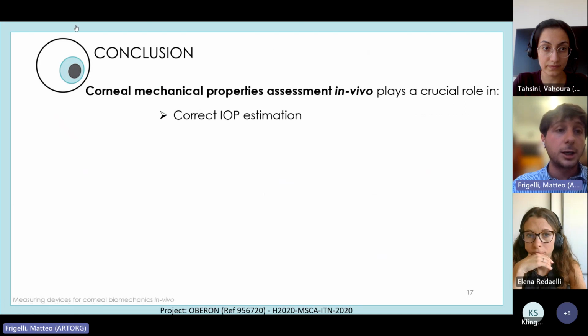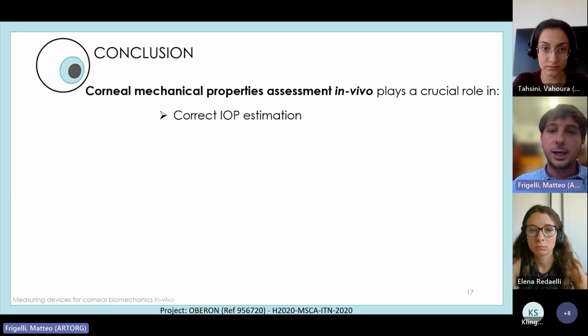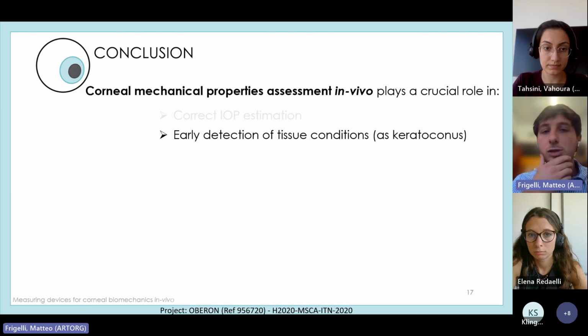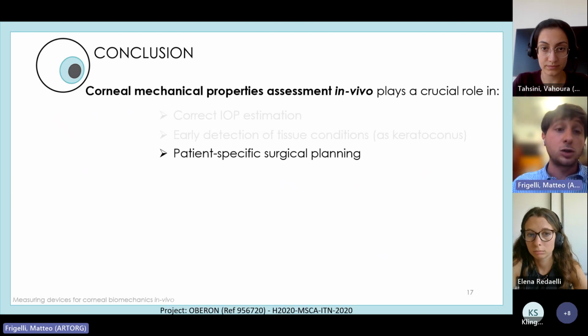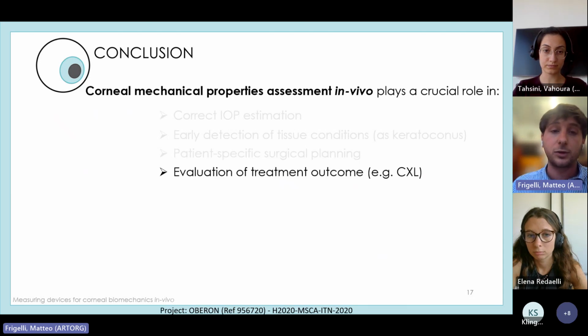So to conclude, corneal mechanical properties assessment in vivo plays a crucial role in different clinical applications. As Benedetta already explained last week, it's needed for correct IOP estimation. It can be useful for the early detection of some conditions such as keratoconus, also for patient-specific surgical planning and for the evaluation of the outcome of some treatments, for example, cross-linking.